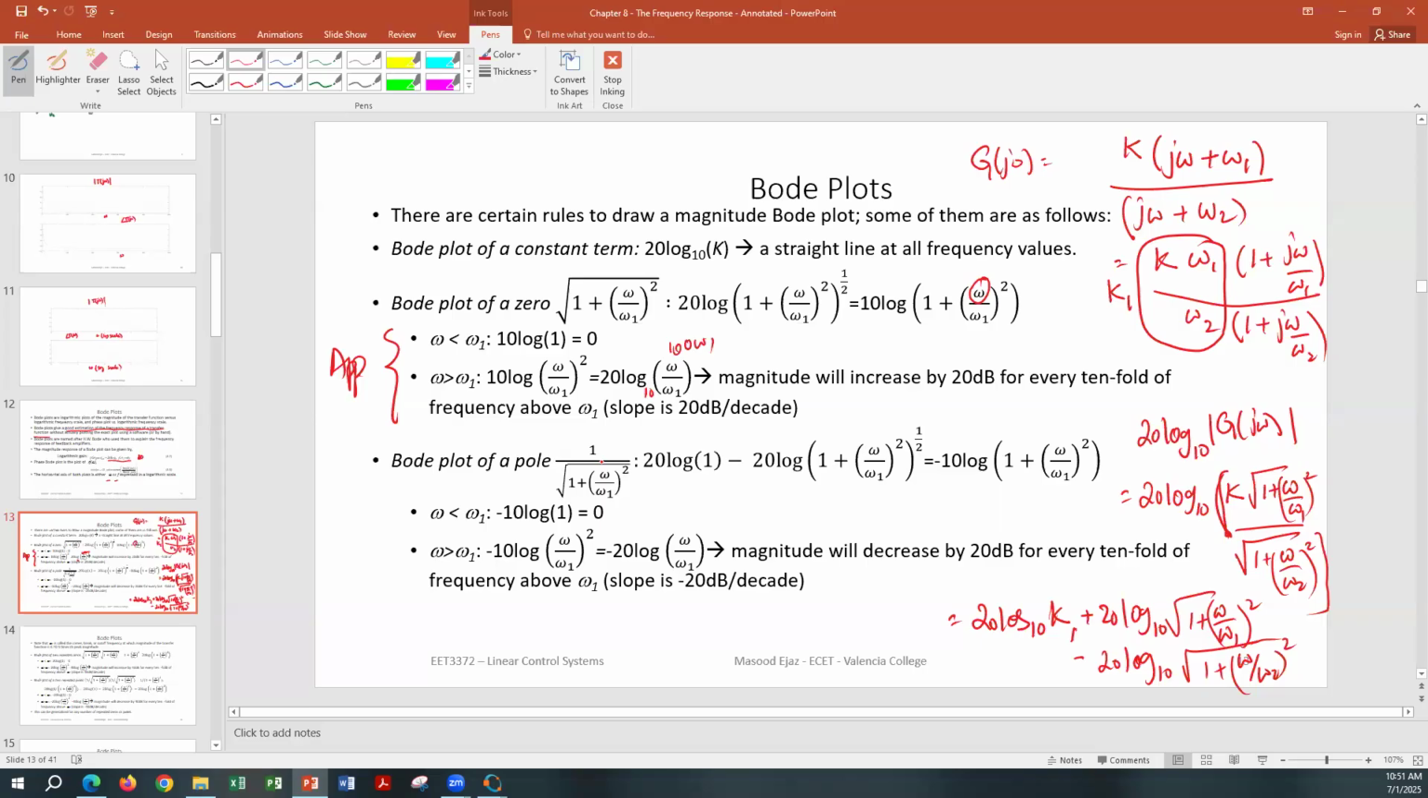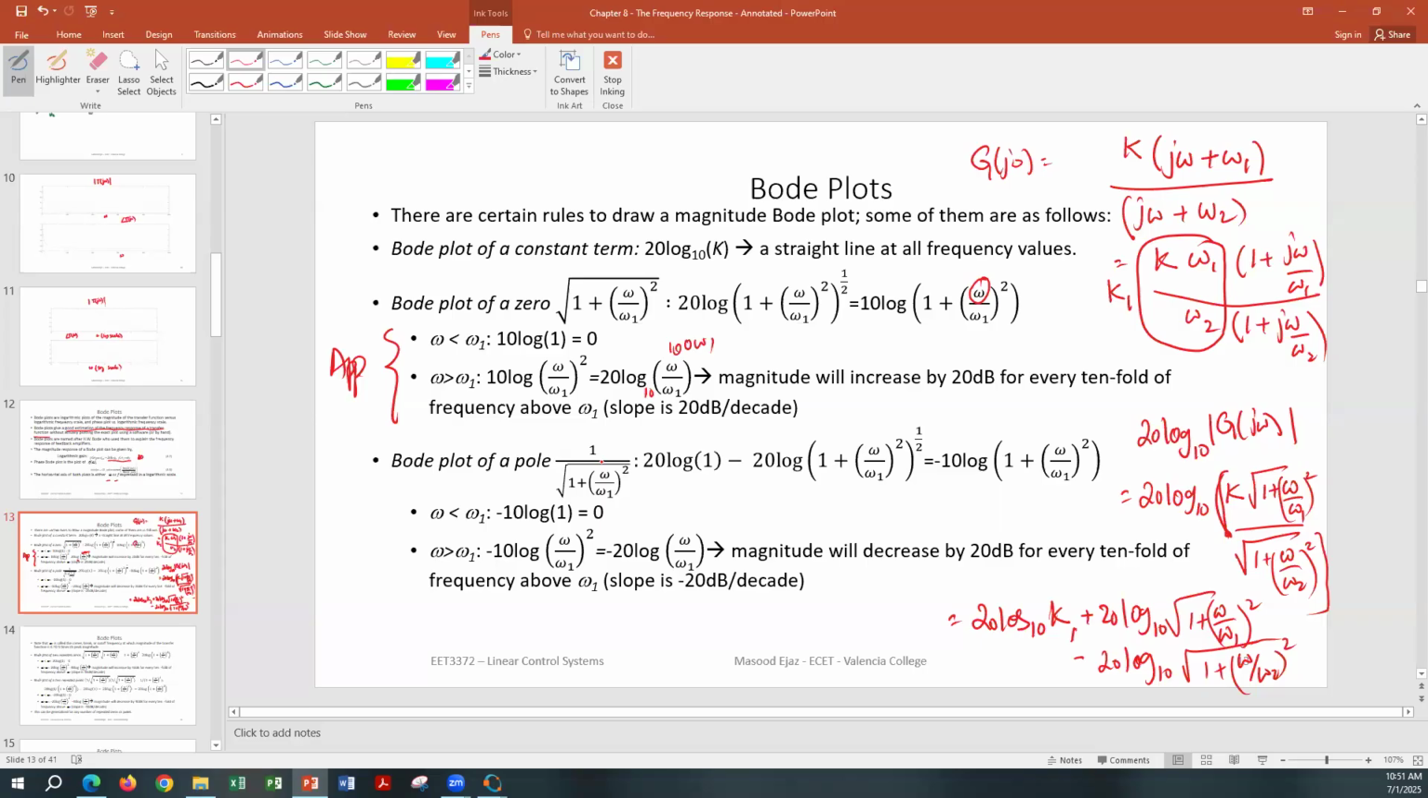Now what if you have a pole? Exactly the same thing, except since you have a negative sign with the pole, it's going to go down instead of going up. So the third one is the Bode plot of a pole, 1 over 1 plus omega over omega 2 squared, which is this term right here. So 20 log 1 minus 20 log of 1 plus omega over omega 2 squared, to the power 1/2. 20 log 1 is 0. We do the same thing that we did with the zero. The 1/2 comes here, multiplied by 20, which becomes 10. So negative 10 log of 1 plus omega over omega 2 squared.